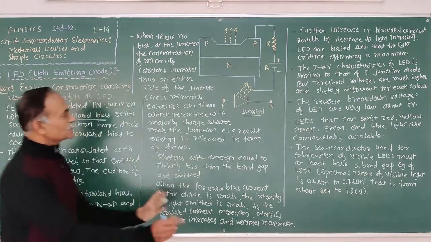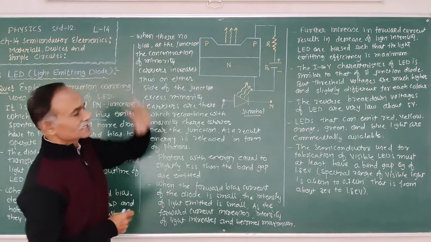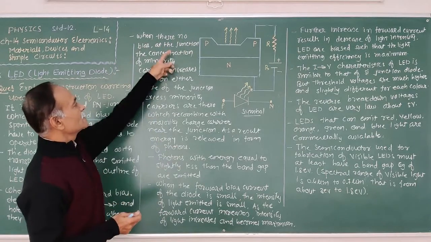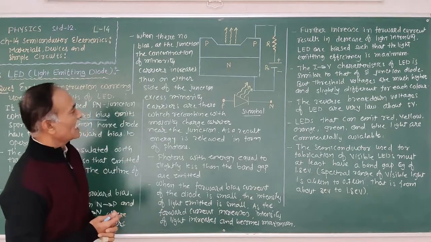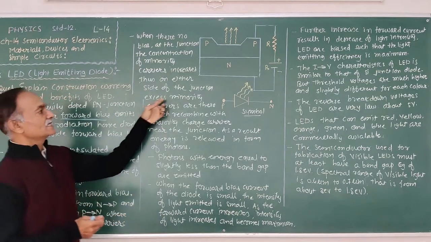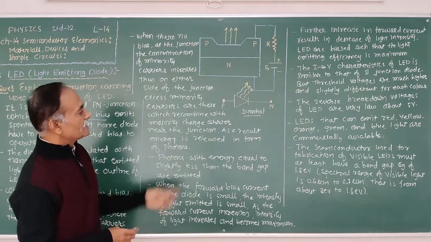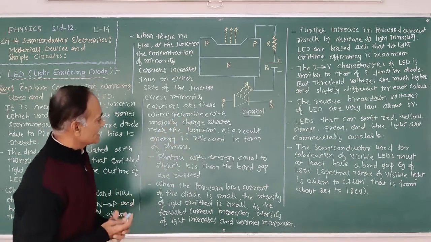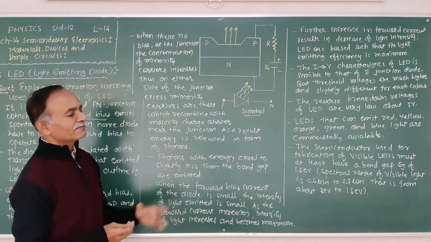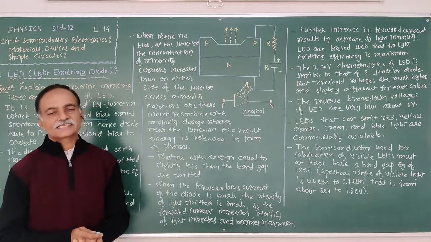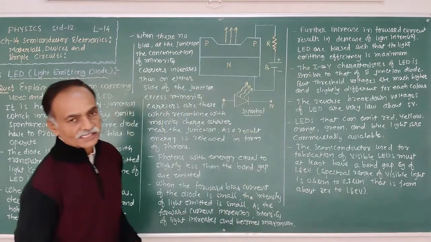Okay, how does this PN junction diode work? When there is no bias at the junction, the concentration of the minority carriers increases. Thus at either side of the junction, excess minority carriers are there, which recombine with the majority charge carriers near the junction. As a result, the energy is released in the form of photons. What does it say? When no bias is connected to the PN junction, what is happening?